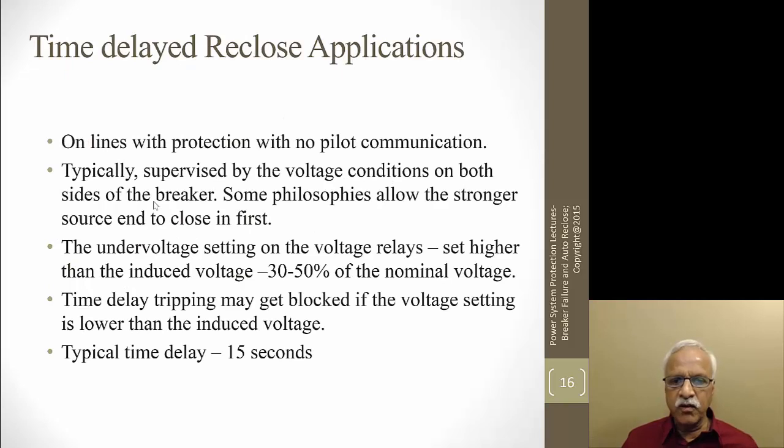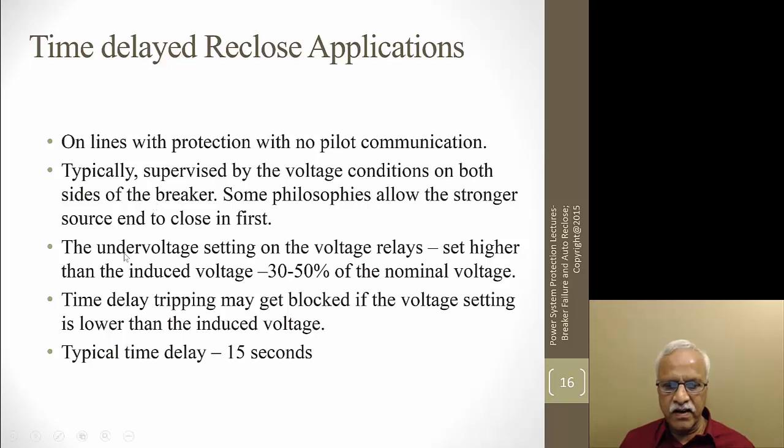On lines with protection with no pilot communications, we cannot use high-speed reclosing. So we go back and use time delay reclosing. Typically, it is supervised by the voltage conditions because we don't reclose immediately, and the systems might have drifted farther apart. So when we close, we look whether the system is okay, and if the line is dead, then we close one end, and the other end can go back on synchro check. We look at the phase angle difference between the voltages on both sides of the breaker, and if the voltage is within a certain range, we try to close back.